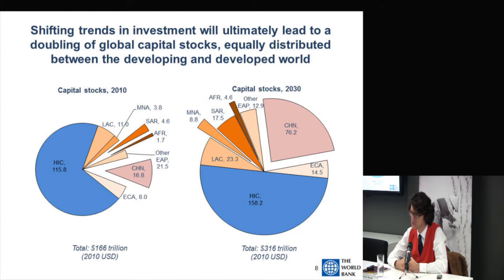Now, it's interesting to note that if we were to calculate a distribution index, an inequality index on the distribution of the capital stocks in 2010 and in 2030, the inequality will be going down. So there is a more equal distribution of the capital stocks and the investment flows in the world of the future. But that doesn't say anything about what happens within the countries, which I will talk about in a moment.